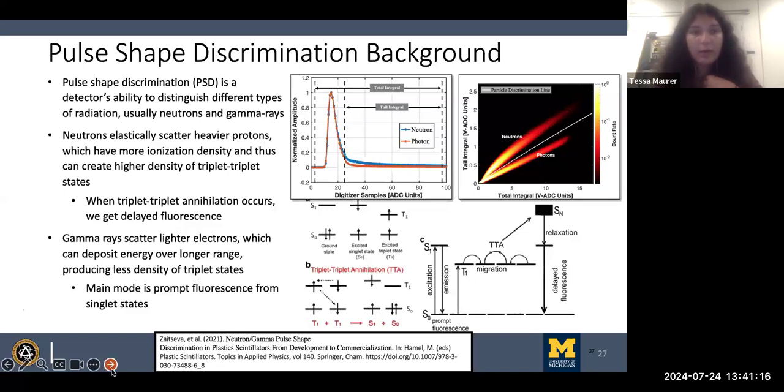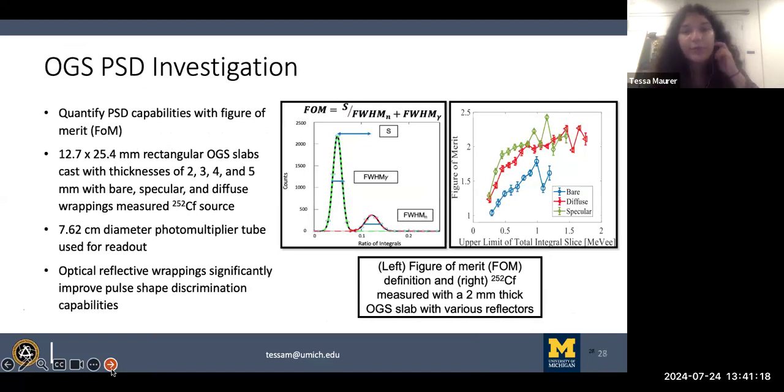I'll breeze through these here, but this was essentially some work I did a bit ago on quantifying PSD with different OGS slabs and looking at them. I talk about the figure of merit on this slide, which is used to quantify how PSD capable something is. But the PSD for OGS is very good.